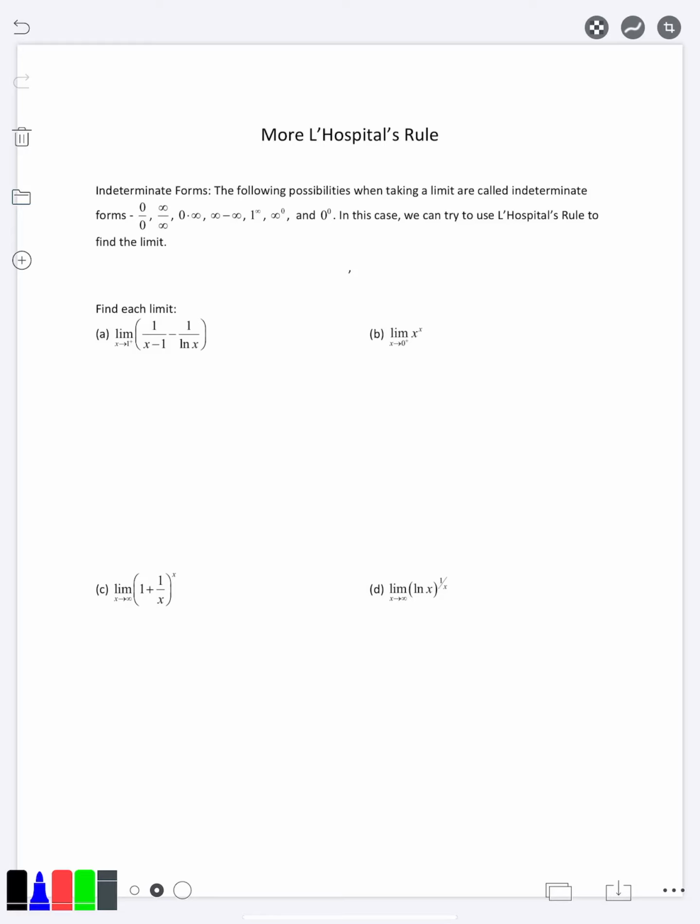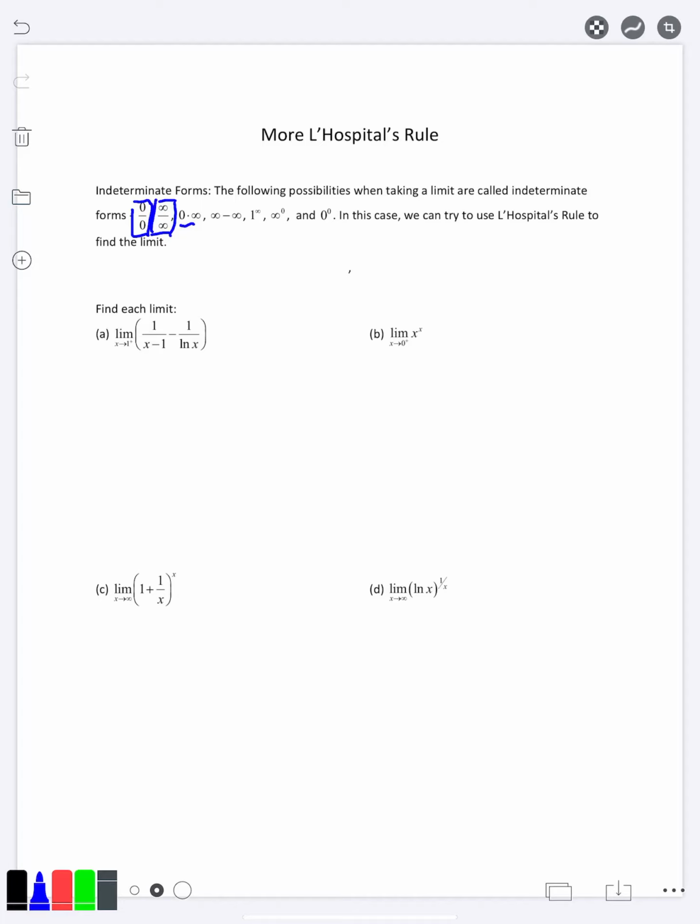This video is going to continue our work with L'Hospital's Rule and show you some more advanced versions of it. So we saw in the previous video that L'Hospital's Rule works directly when you have either 0 over 0 or infinity over infinity. Then we saw an example where we had a 0 times infinity case, and we were able to use some algebra to make it work out.